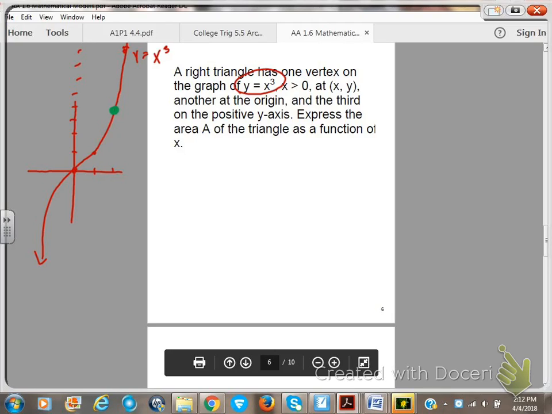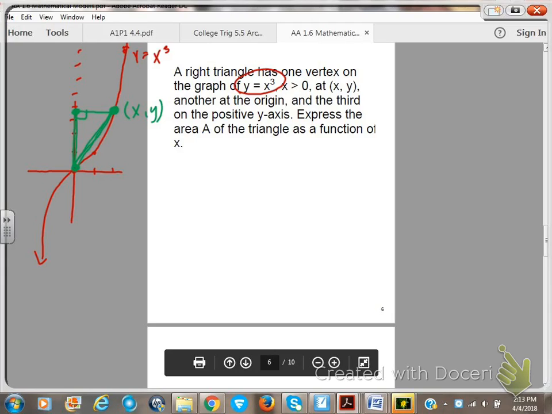Where's another vertex for this right triangle? The origin. And then this one right here is the x comma y. And the third is on the positive y-axis. Now, can I pick that point to be right here if it's going to be a right triangle? No, it has to be in line with x, y. Good, it has to be straight across from there. So we've got our right triangle there. Everybody okay with how we drew the right triangle?